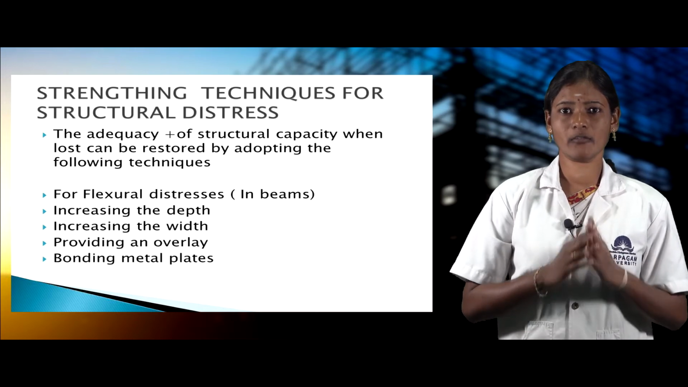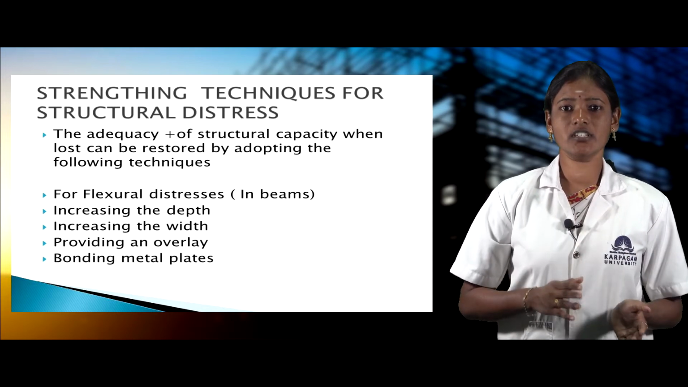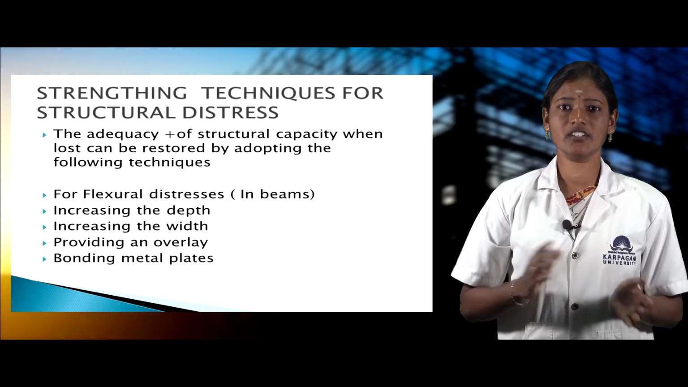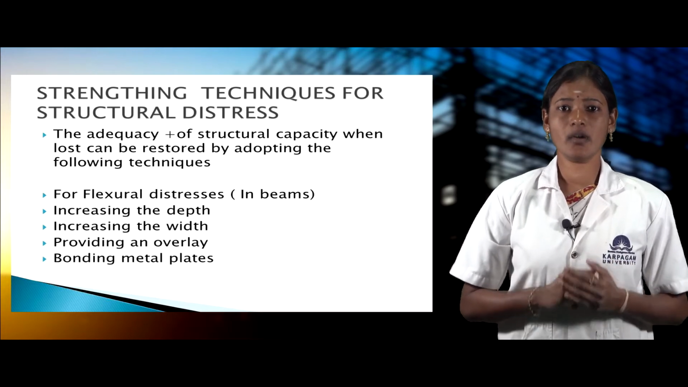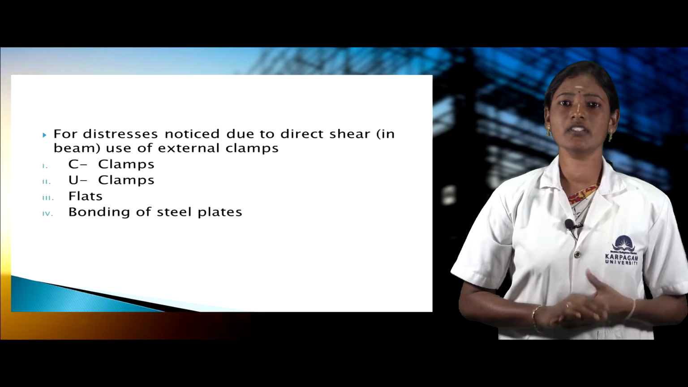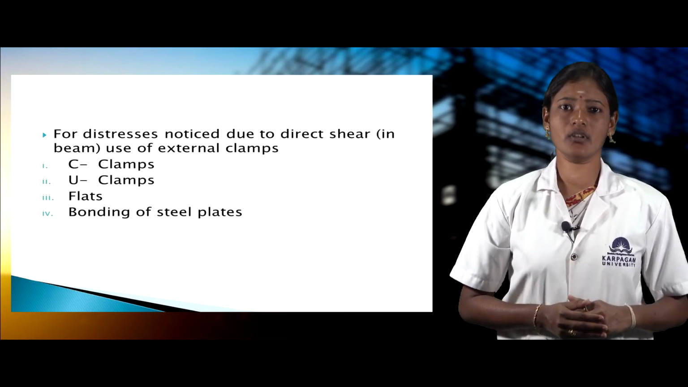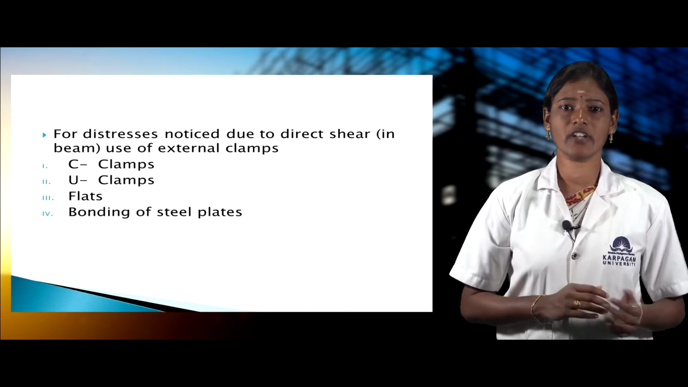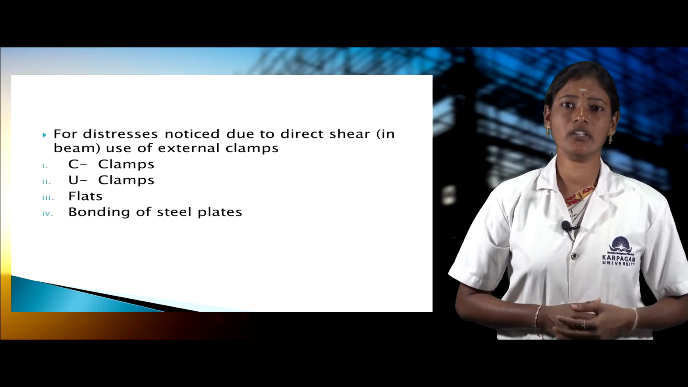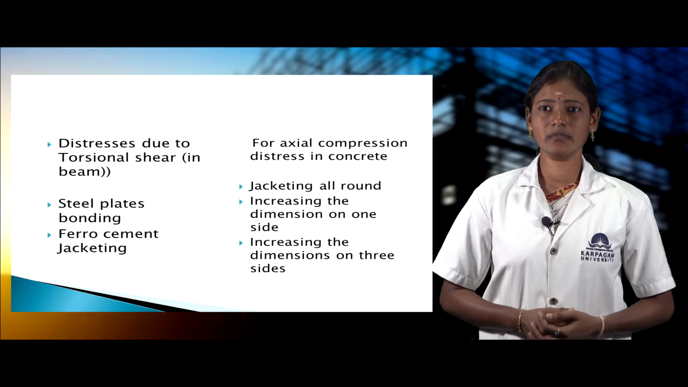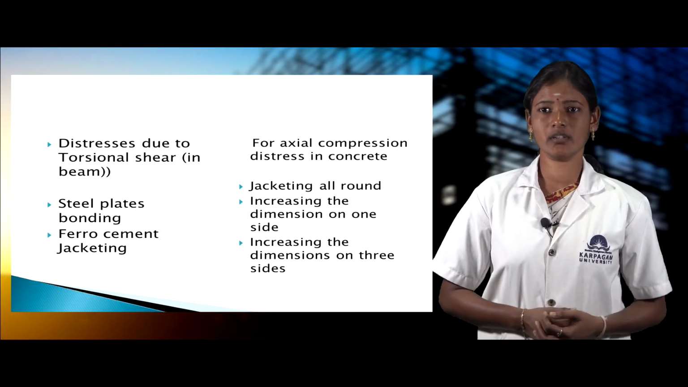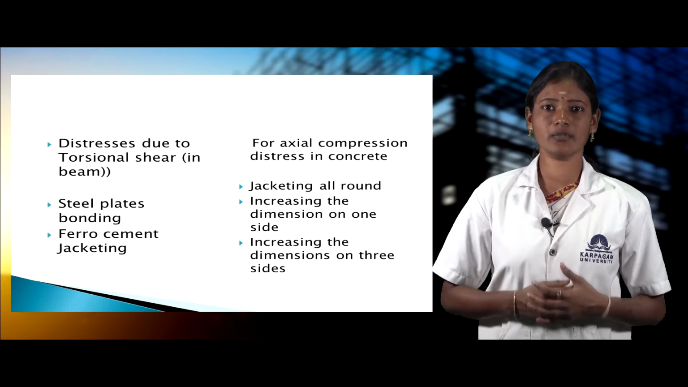In case of beams, for flexural distress, increasing the depth can be adopted, increasing the width, and overlaying or bonding metal plates can be used. If any distress due to direct shear is noticed in beams, the following clamps can be used: first C-clamp, U-clamp, flats, and bonding of steel plates. Distress due to torsional shear in beams can be prevented or strengthened by steel bonding plates and ferrocement jacketing.